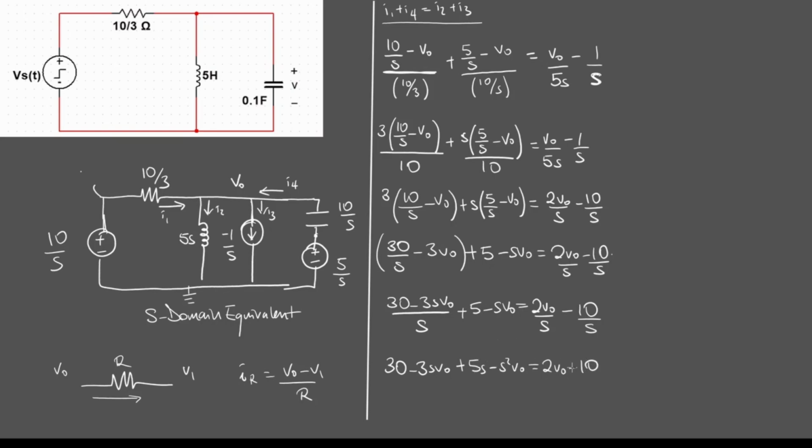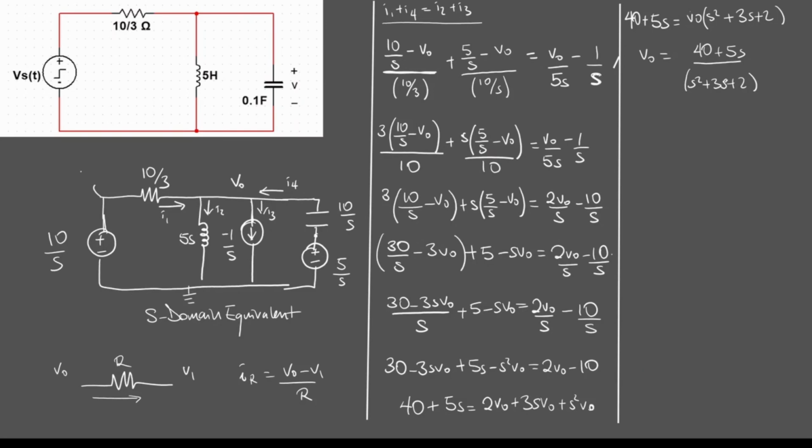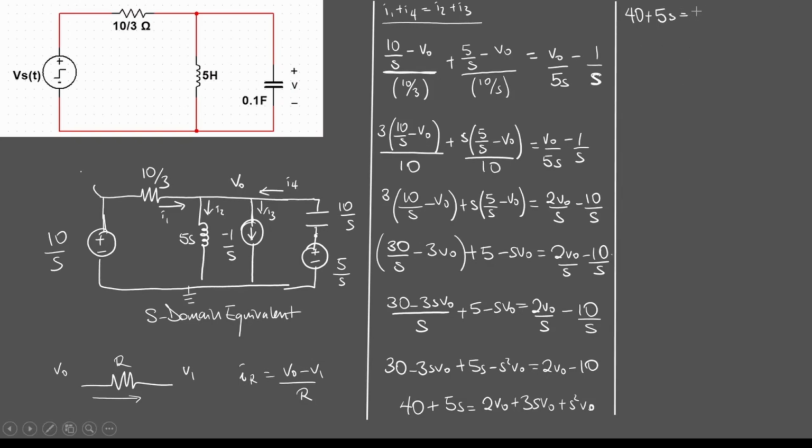So let's try and bring like terms together. Taking 10 here is going to give us 40. So 40 plus 5s is going to equal 2 V naught plus 3s V naught plus s squared V naught. Okay, so now that we're done with this, the next step is to write our expression in terms of V naught, since V naught is what we're trying to convert from s domain to time domain. So that's V naught times s squared plus 3s plus 2.